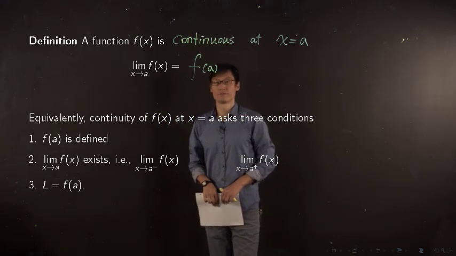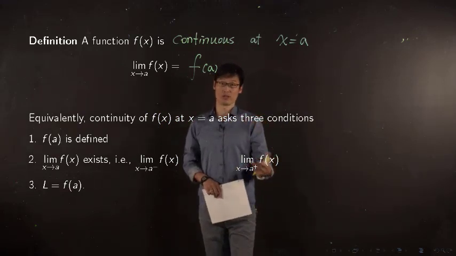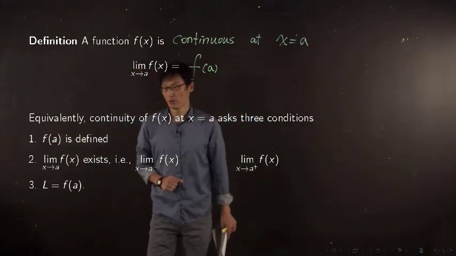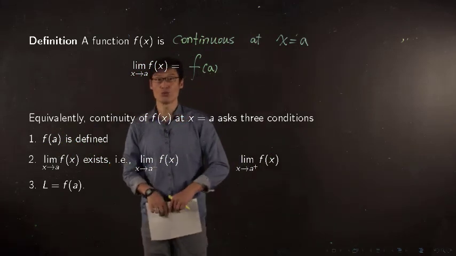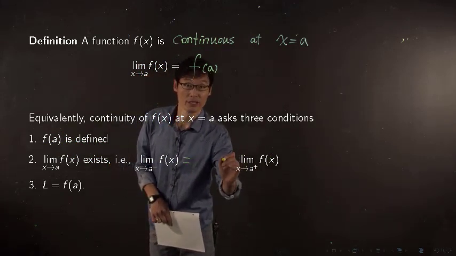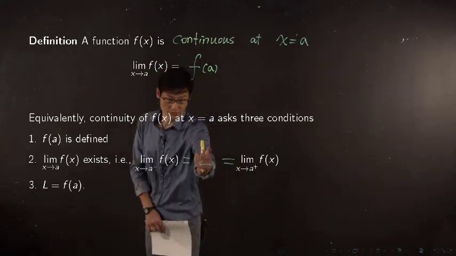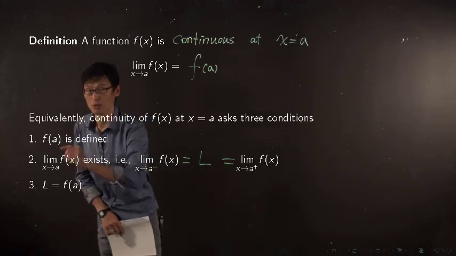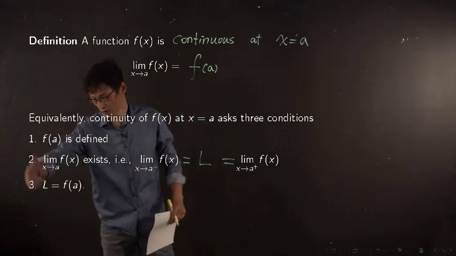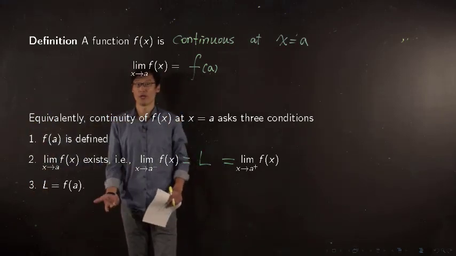Equivalently, this continuity asks three things. First, f of a must be defined. When you compare the two one-side limits, well, the two one-side limits must agree. And this limit must be the function value f of a. So then, once your function satisfies all three conditions, you can say the function is continuous at x equals a.